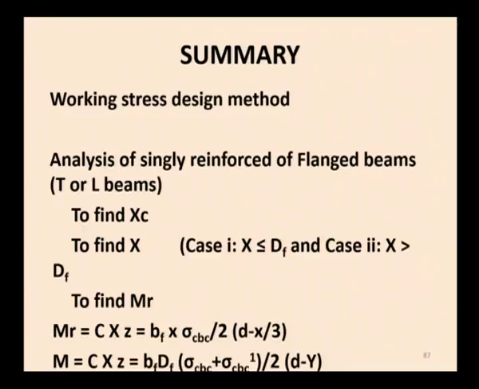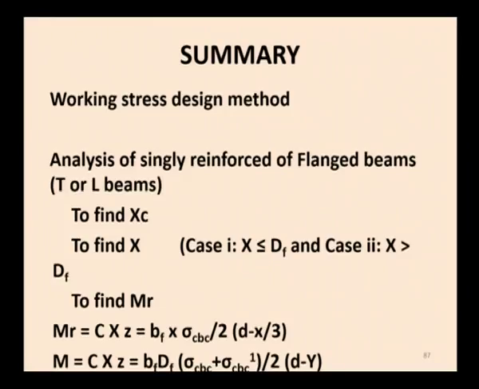Let us summarize this lecture. In this lecture, we have seen the analysis of singly reinforced flanged beam, that is T or L beam, when the neutral axis lies within the flange and the neutral axis lies outside the flange. So, this x is less than or equal to df and x is greater than df. Then we have found the moment of resistance C into Z is Bf x sigma CBC by 2 into d minus x by 3, and another formula here Bf df into sigma CBC plus sigma CBC dash divided by 2 into d minus y bar.